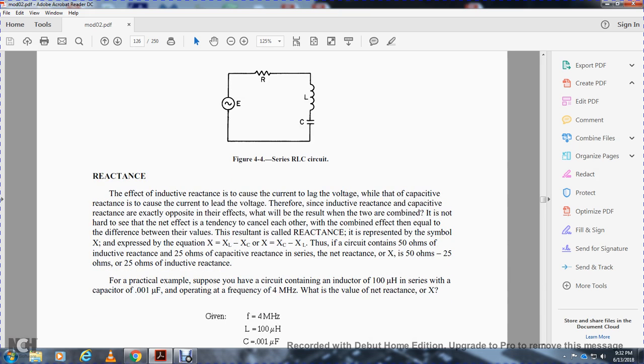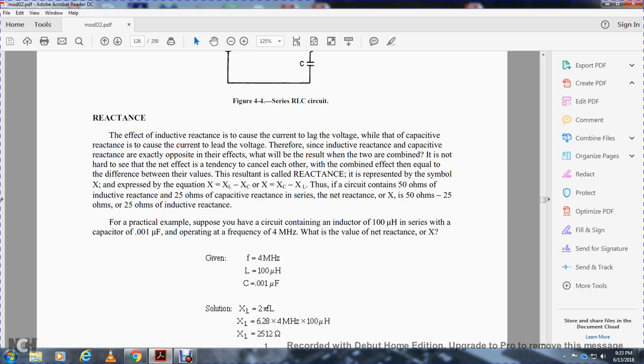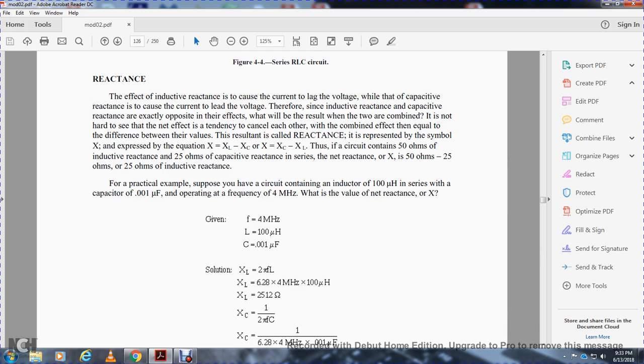For practical examples, suppose you have a circuit containing a 100 microhenry inductor and a capacitor of 1,000 microfarads, operating at a frequency of 4 megahertz. What is the net reactance? The inductive reactance is 2 times pi times the frequency times the inductance, so you get 6.28 times 4 megahertz times 100 microhenries, or 2,512 ohms.